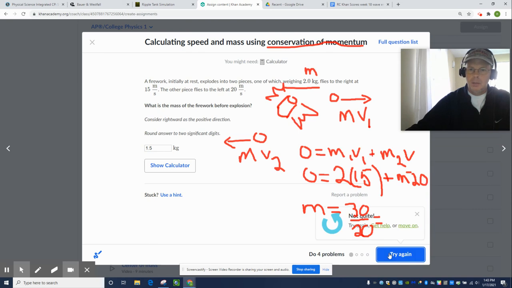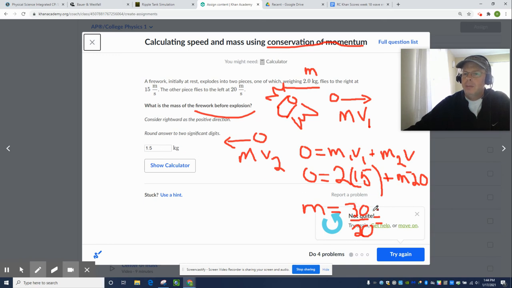What? What am I doing wrong here? Hang on. 2 kilos flies to the right. That's the positive momentum. The mystery mass flies to the left. What is the mass? Oh, before the explosion. See, I did my question, not their question.